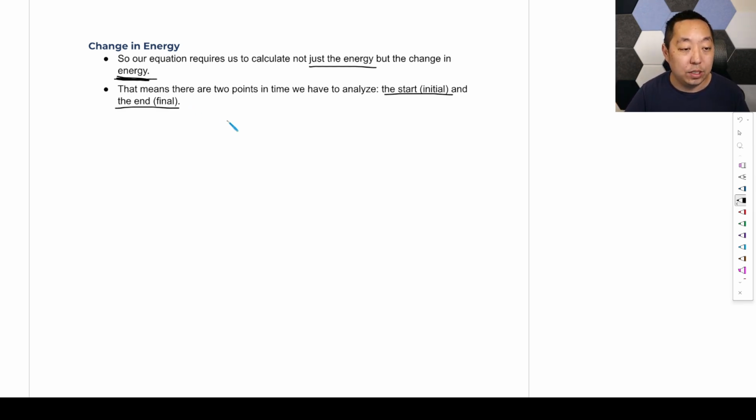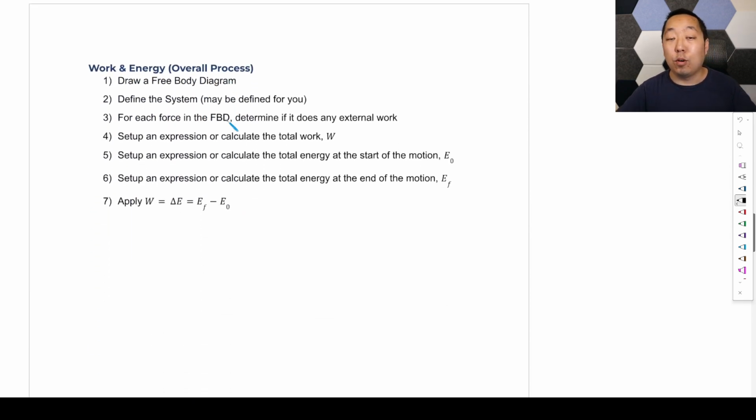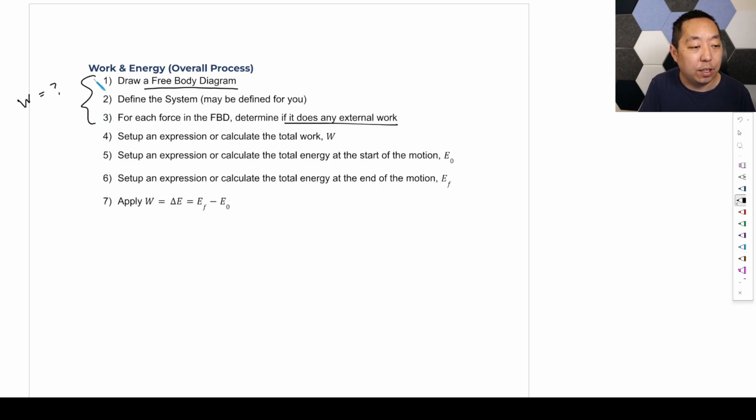We're talking about the kinetic energy at those 2 points. So when we look at our overall energy process, this is our problem-solving process when it comes to work and energy. We're going to draw a free body diagram. Why? Because we need to determine this part. This first part is to determine whether there's any work, what the work side of the equation looks like. Actually, the first 4 steps are literally just to figure out what work is happening on the system. Then the second part is the energy part, the change in energy portion.